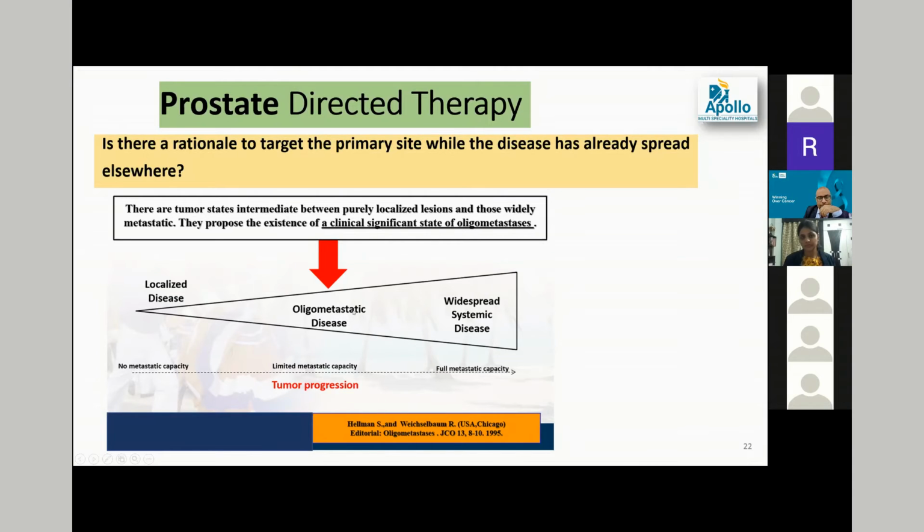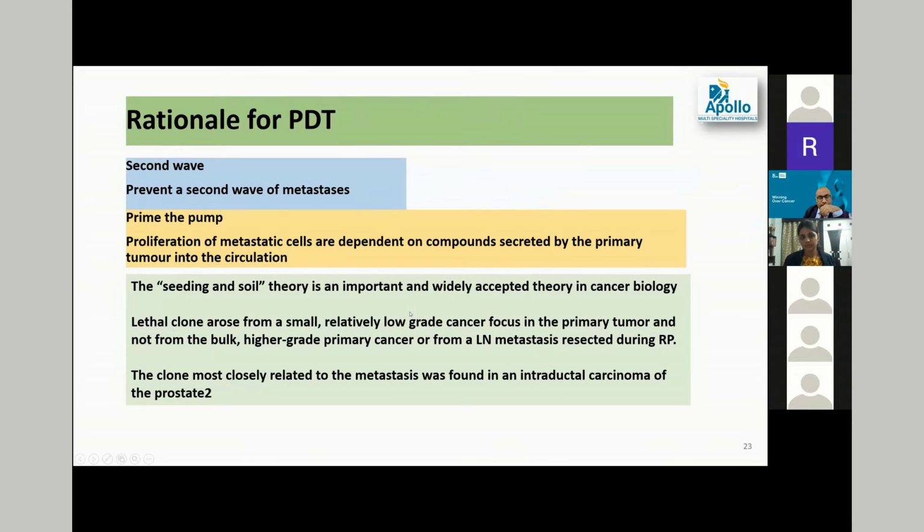So the idea is, if we can treat the oligometastatic disease, we can prevent the spread to widespread systemic disease. So the rationale is it prevents the second wave of metastasis, and the proliferation of metastatic cells are dependent on some compounds which are secreted by the primary tumor. So if you kill the primary tumor, these will not be secreted. And the most important theory, that is the seed and soil theory, which is important and widely accepted.